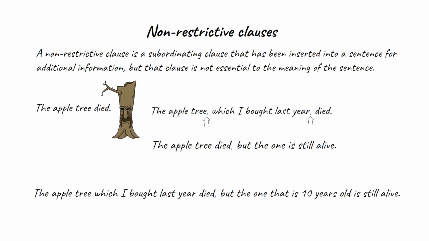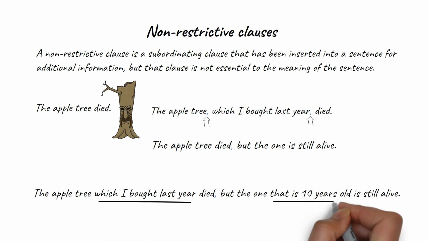There are two subordinating clauses in this sentence: which I bought last year, that is 10 years old. I need these two in my sentence for this sentence to make sense. These clauses are then essential to the meaning of my sentence, so no commas are to be used to mark them off. Do note that I need the comma before but, which I have explained earlier.